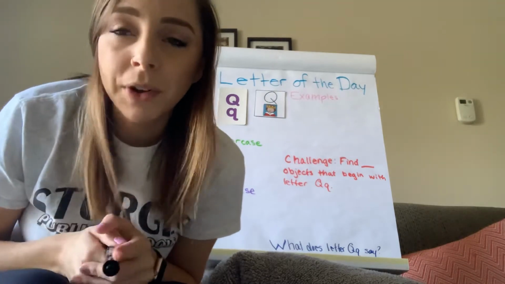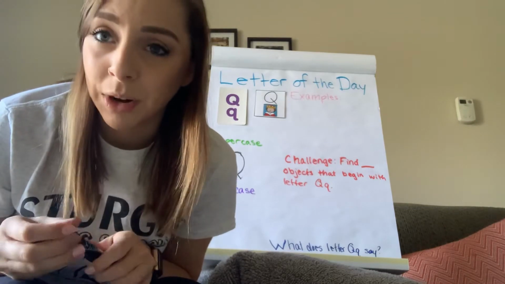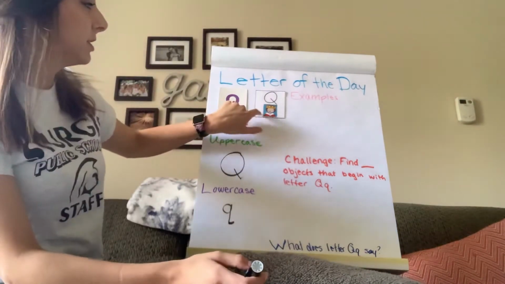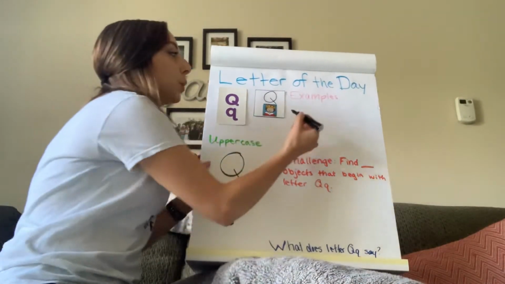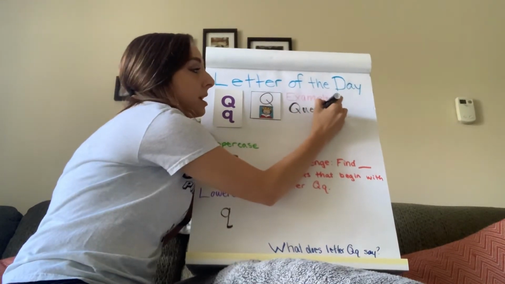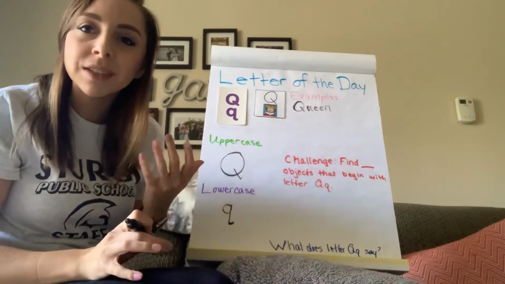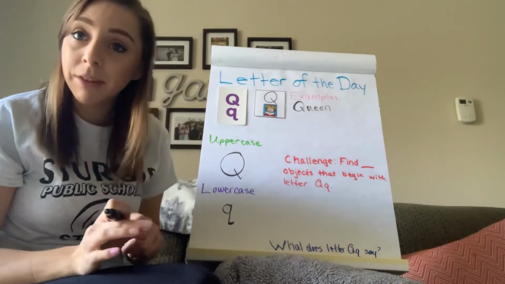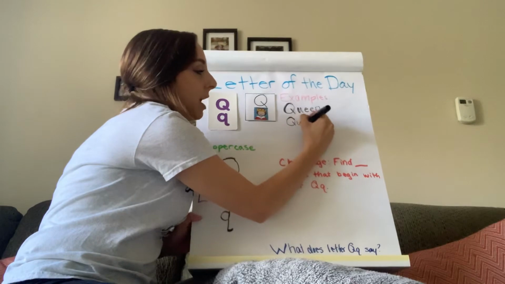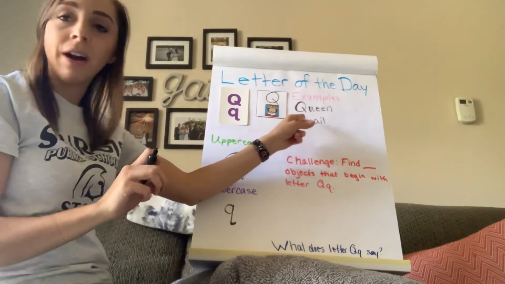Now, something important when you're looking for the letter Q is that a U is right after it in the word. So let's write some examples of words that have the letter Q. Our first example, we'll use our letter right there, is queen. Q-U-E-E-N. That's the word queen. Another word is quail. Quail is a type of bird. Q-U-A-I-L. Quail.